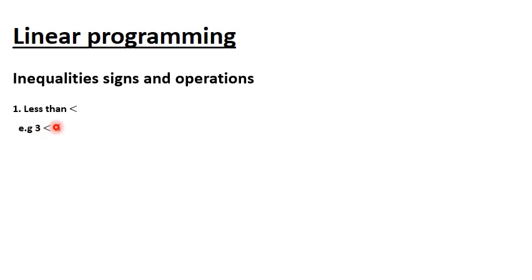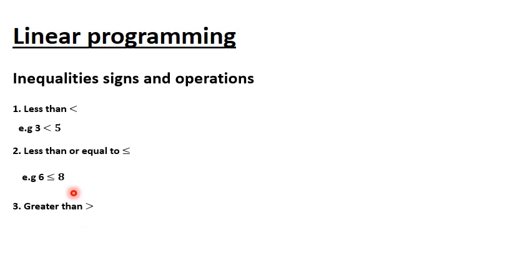Point number 2 is less than or equal to. Less than or equal to is represented with the less than sign with a line, like an equals sign, below it. For example, 6 is less than or equal to 8. Suppose 6 were an unknown, let's say x. We can say x is less than or equal to 8, and it therefore means that x is either less than 8 or equal to 8.